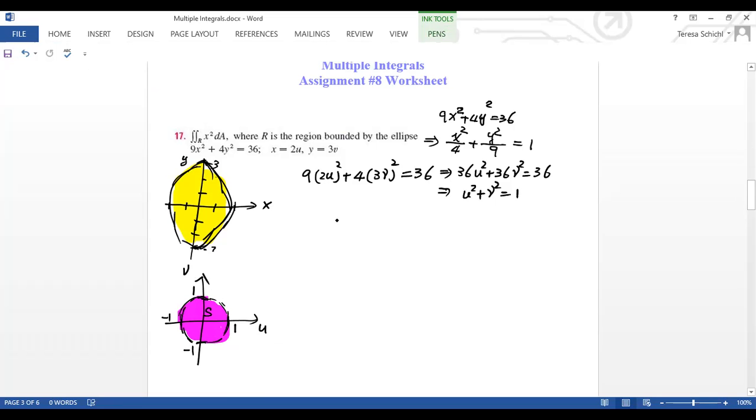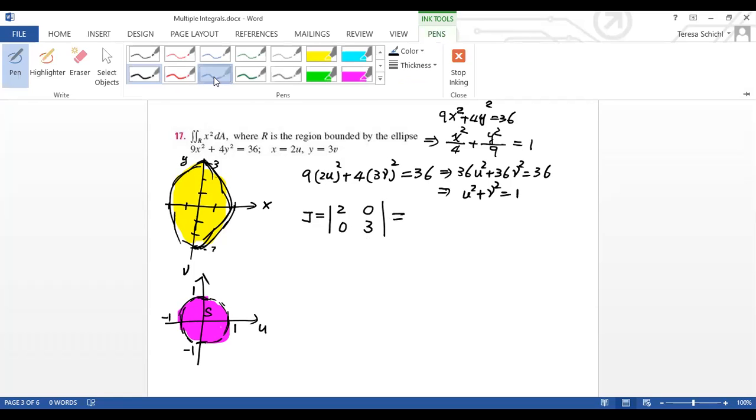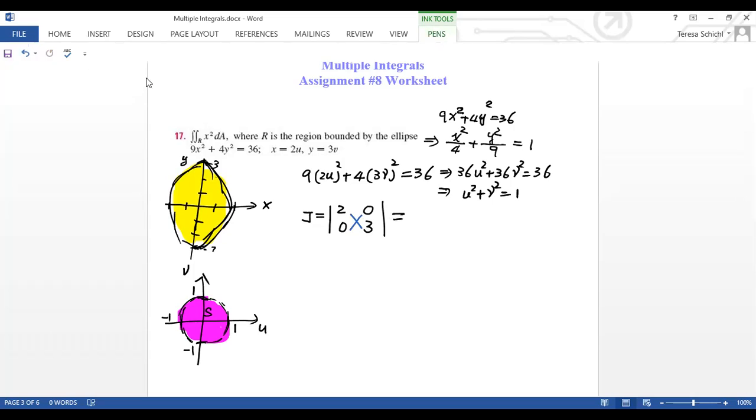Okay, so now let's take a look. Before we set up the integration, what do we need here? We need the Jacobian, right? The Jacobian: x, take the partial for u, so it's 2. X, take the partial for v. There's no v, so it's 0. Y, take the partial for u, no u, so it's 0. Y, take the partial for v is 3. So what is the Jacobian? I do a cross product here. The Jacobian is 6.